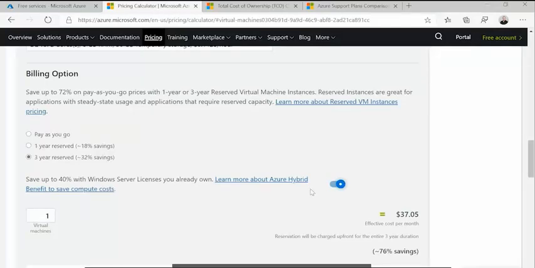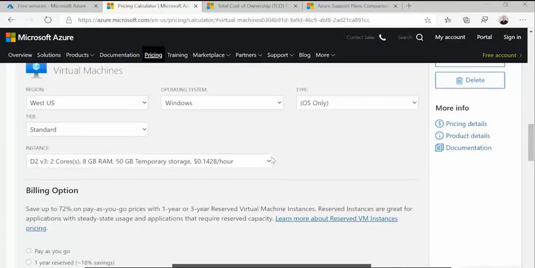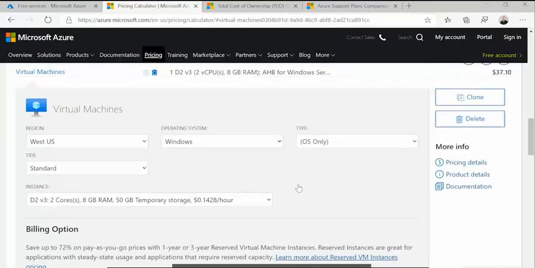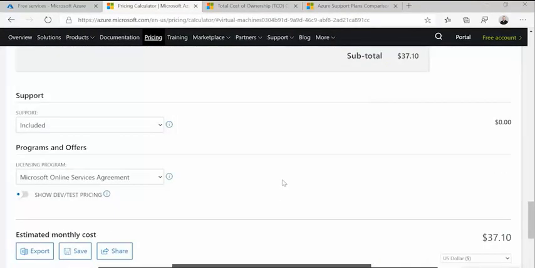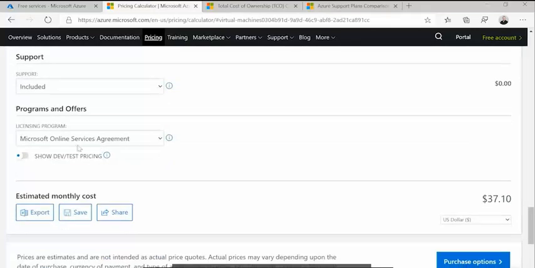So same system that we're here. Now I want to show you a trick, and I'm going to show you a trick here for real life. Now, when I scroll all the way down to my calculator here, we have this option that says licensing program. It says Microsoft Online Services Agreement. That's pretty much the pay-as-you-go full retail pricing that we have for this.